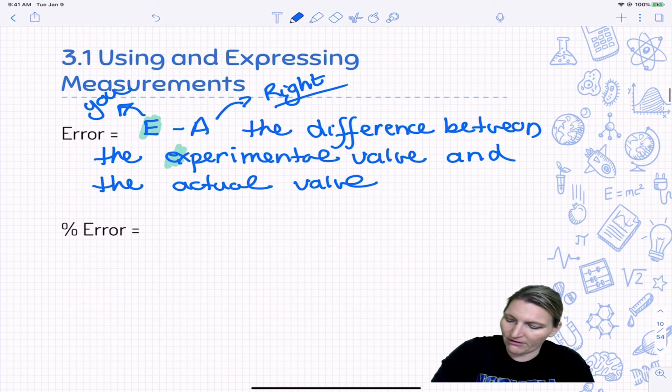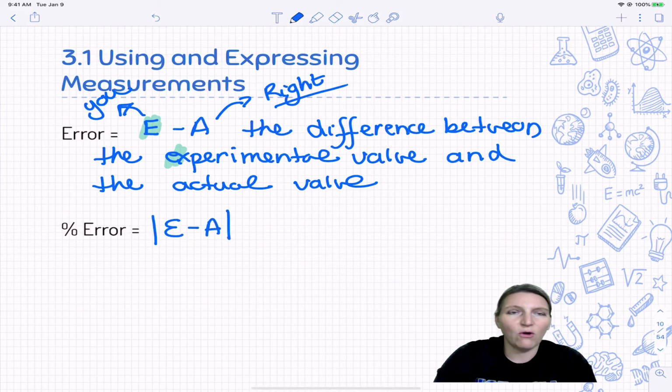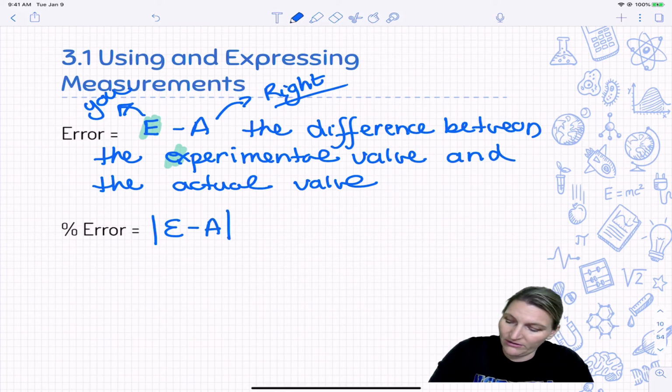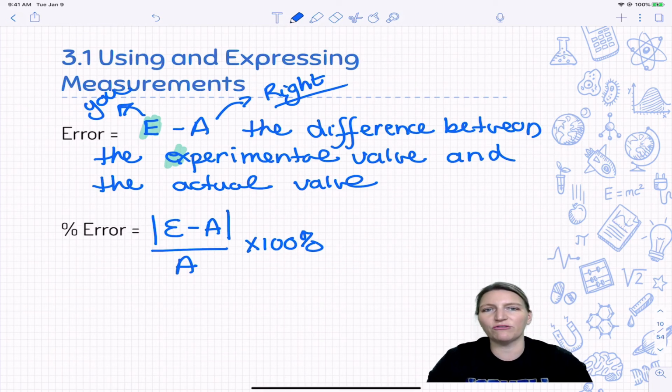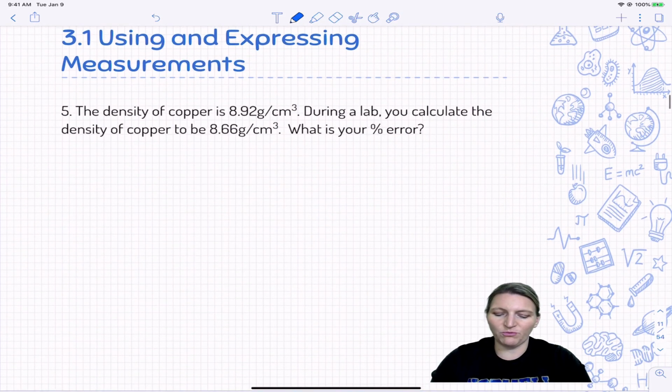So percent error is going to be the absolute value of the experimental value minus the actual value, or the absolute value of the error divided by the actual value. And then of course, because it is a percentage, it's going to be multiplied by 100%. And we remember that the absolute value means whatever the answer to experimental minus actual is, we're going to disregard the negative sign and we're just going to make it positive, because absolute value means the distance from 0. So let's put this into practice here.